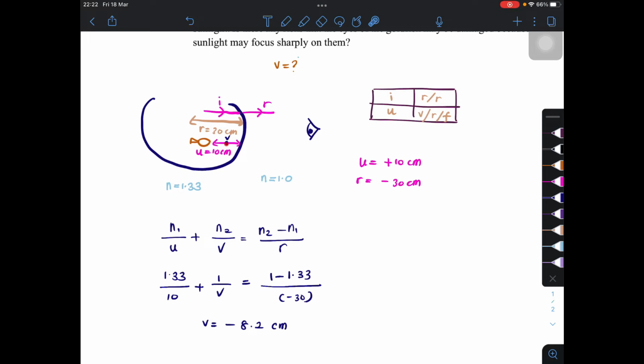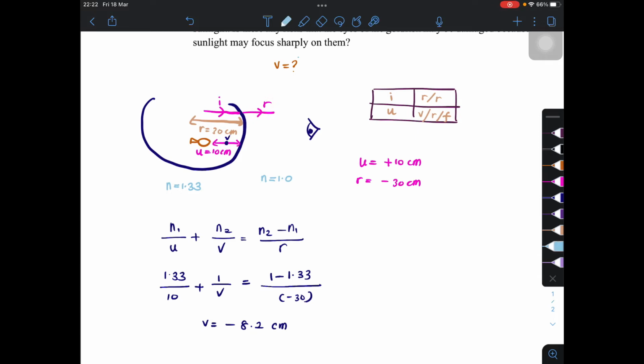How do we know it's around here? Sebab kita punya value dekat sini kita dapat negatif. So kalau negatif maksudnya the image will be on the opposite side of the refracted ray. So dekat sini our outgoing light, so dia adalah opposite side.